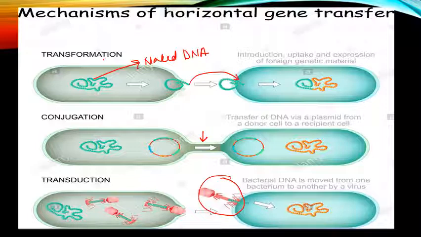So here are the definitions: transformation is the introduction, uptake and expression of foreign genetic material. Conjugation is the transfer of DNA via a plasmid from a donor cell to a recipient cell. This is what we call a plasmid, and what type of plasmid is it? It is the F plasmid, that is your fertility plasmid. Now the third one, transduction: bacterial DNA is moved from one bacterium to another by a virus. Clear? So that is all about bacterial reproduction.